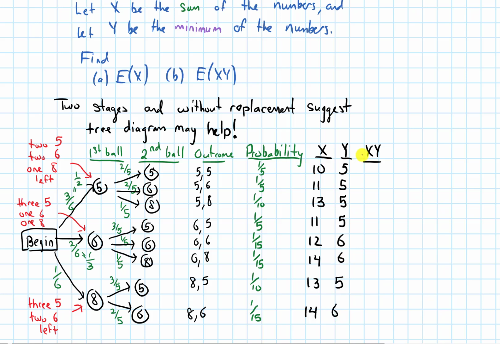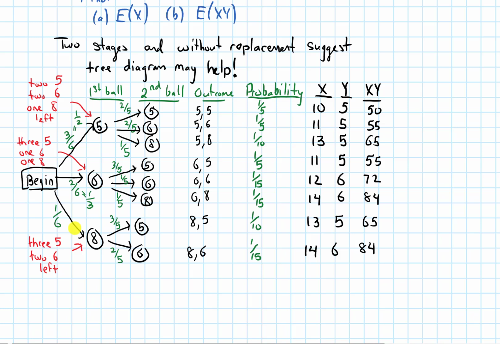So now to form the values of x times y, we multiply the values of x with the corresponding values of y. So 10 times 5 is 50, 11 times 5 is 55, 13 times 5 is 65. Let's do these more quickly now. This is 55, 72, then we'll get 84, 65, and then again 84. All right, so we have this tree diagram. So now we're ready to write down these expected values.